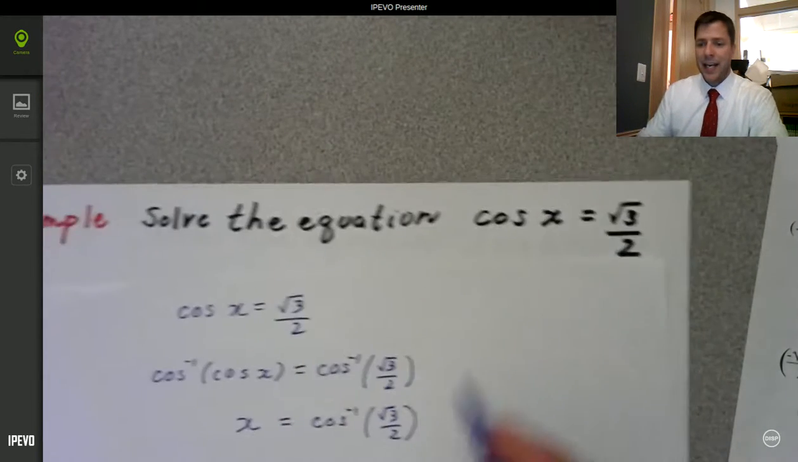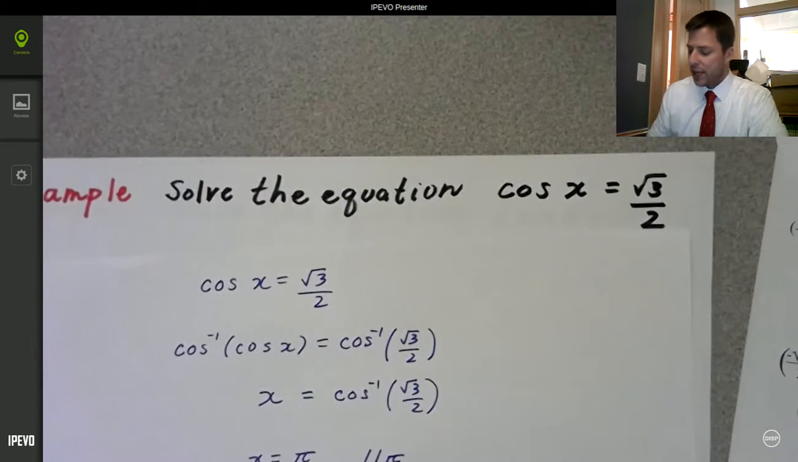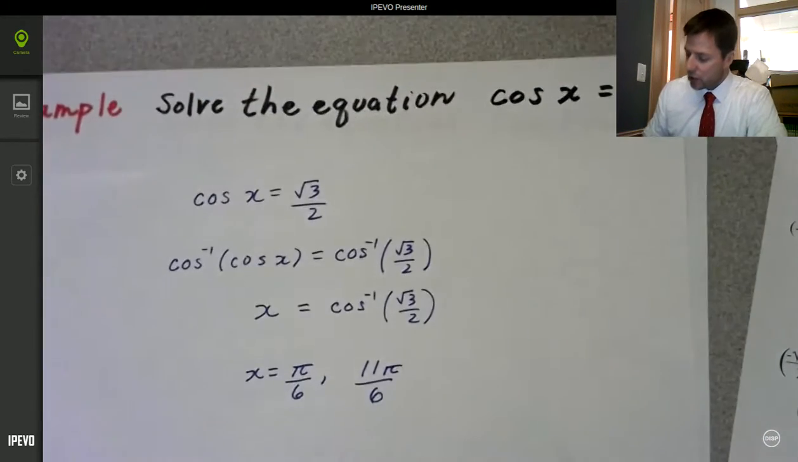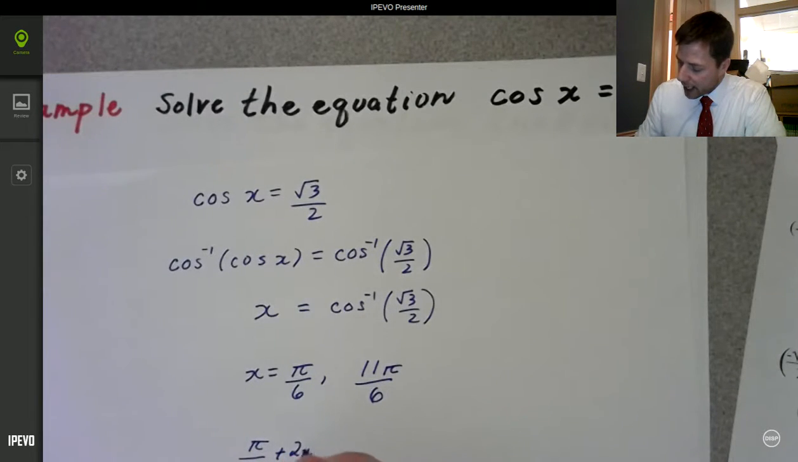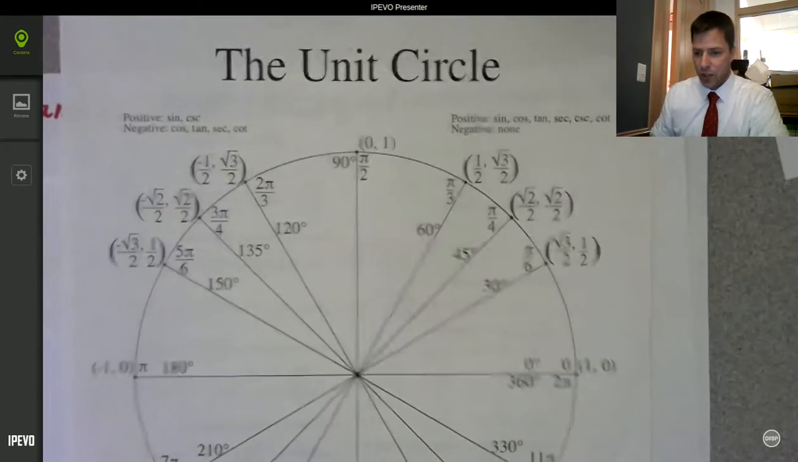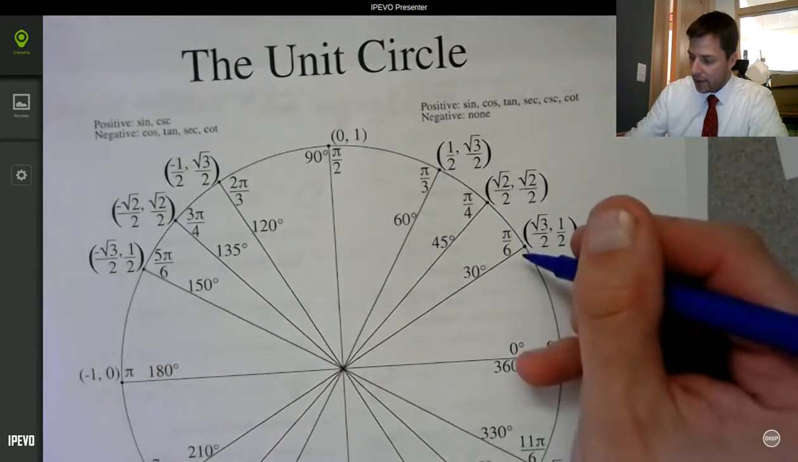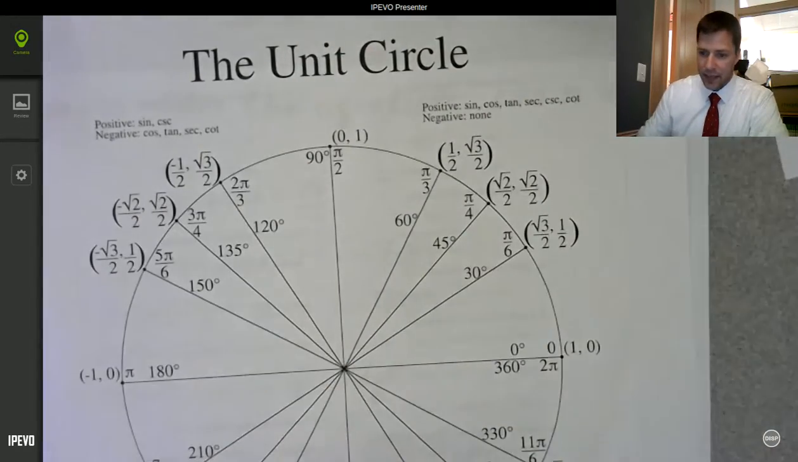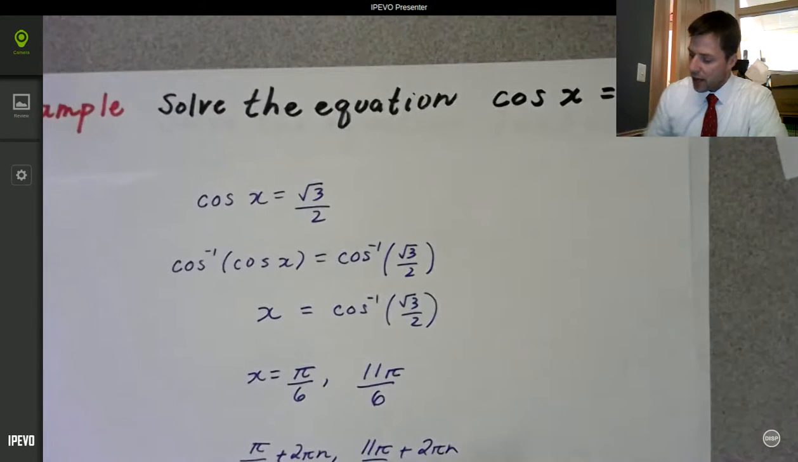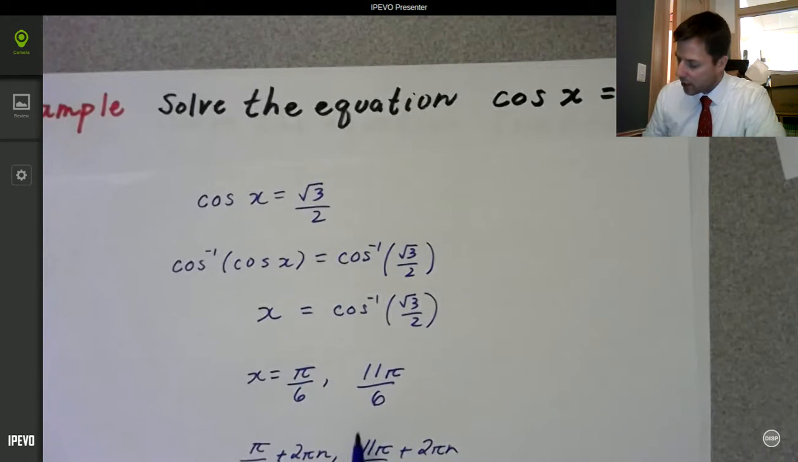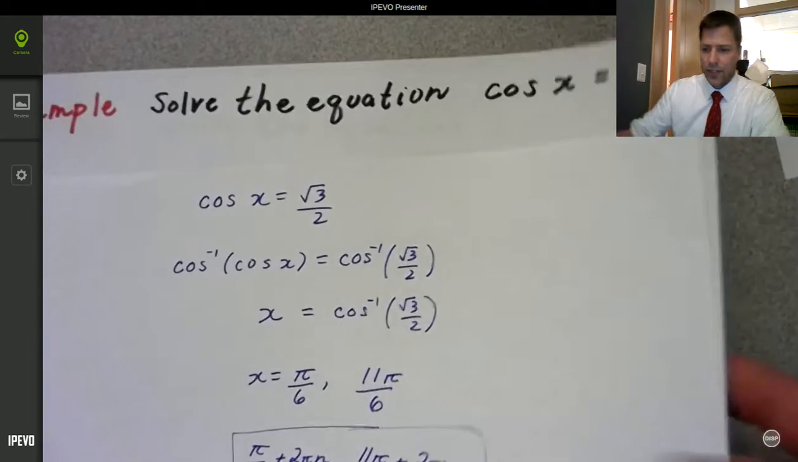Now, I didn't have a domain here. I didn't restrict the domain, so I've opened this up. So these are the solutions, but I need general solutions. So this becomes pi over 6 plus 2 pi n, and 11 pi over 6 plus 2 pi n. The reason being, if I go back to the unit circle, one time around is 2 pi, another time around is another 2 pi, and I keep ending up in the same spot. So I need the general solution. n is the number of times you rotate around the unit circle. So there's my general solution. That's our first example.